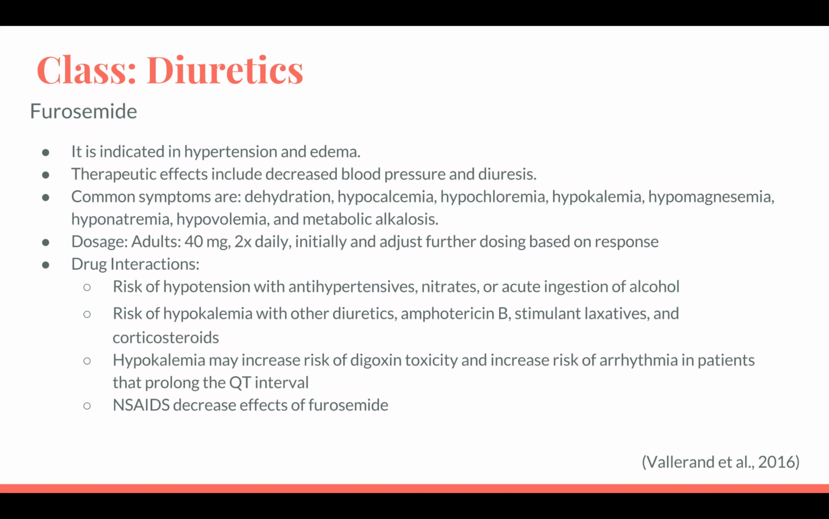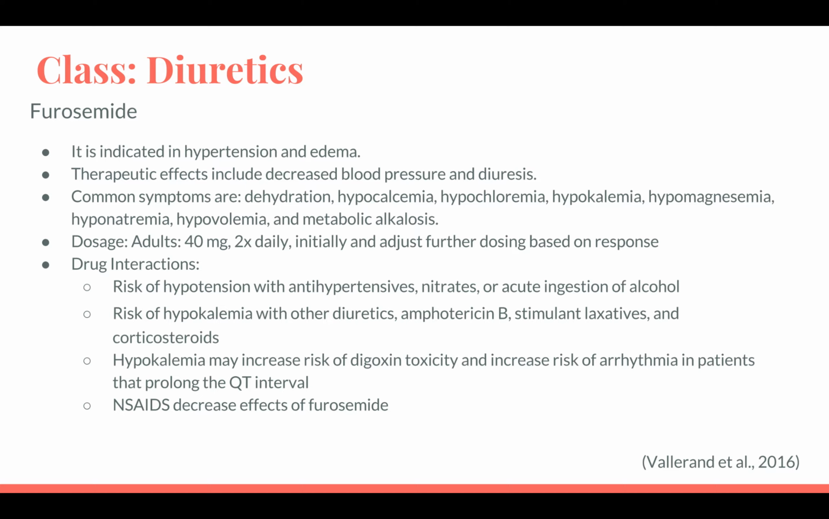The first class we discussed were diuretics, and an example of that would be furosemide. Furosemide is indicated for the treatment of hypertension as well as edema, and it is a commonly prescribed diuretic. It inhibits the reabsorption of sodium and chloride from the loop of Henle and the distal renal tubule, and it increases renal excretion of water, sodium, chloride, magnesium, potassium, and calcium.